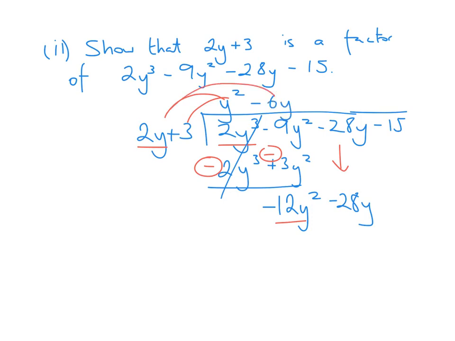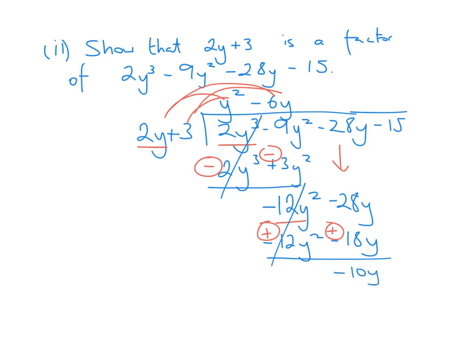Multiply that by the two terms on the outside again, and that's going to give me minus 12y squared minus 18y. And again, change my signs, complete my column addition, and that is going to give me minus 28y plus 18y. So that's going to give us an answer of minus 10y. And we bring down our next available term, which is minus 15. And we start it again.